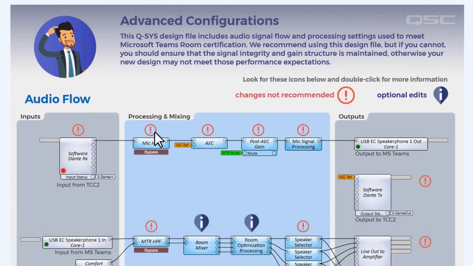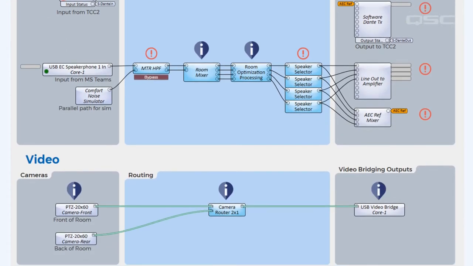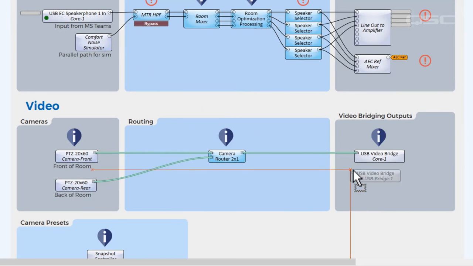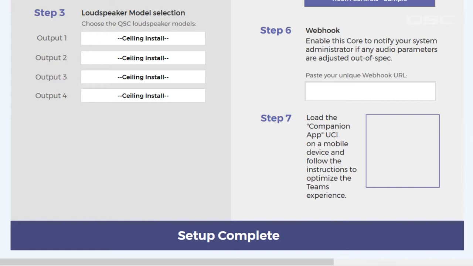In fact, most of these components carry an exclamation mark that warns you about making any changes. On the other hand, items marked with this less intimidating icon may be edited based on your room's needs, such as adding more cameras or video bridge outputs. There are 7 easy steps to complete.